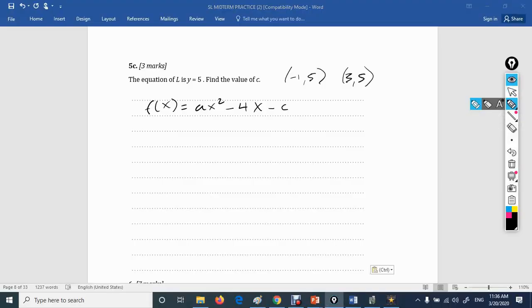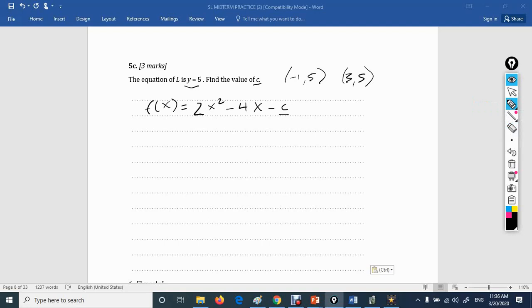Okay, so now we're on 5c, and they tell us that the equation of L is y equals 5. Find the value of c. Now, if we remember the equation itself, f of x equals ax squared minus 4x minus c. So they want us to find c. In fact, we already know what a is because we found earlier that a equals 2. So we're just going to substitute that a for 2.